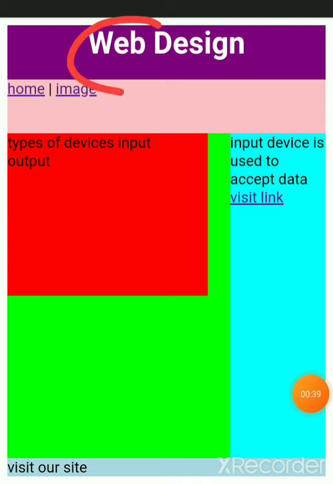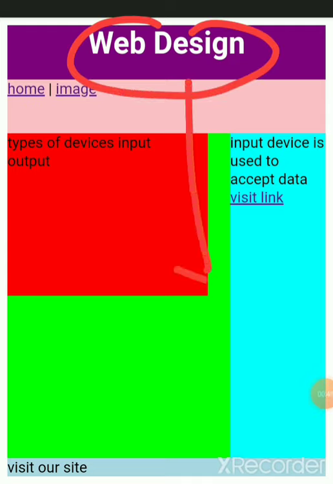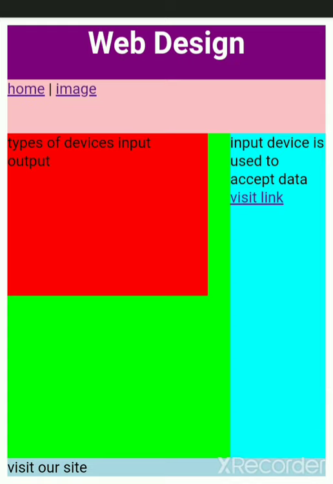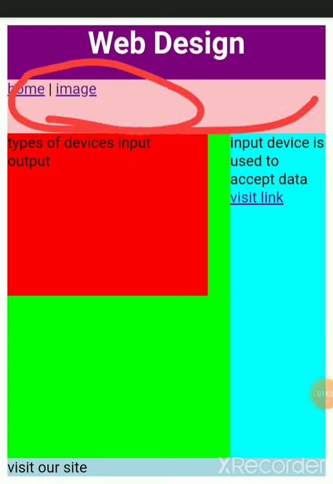The upper area is called the header. It is at the top, so the search engine can easily understand this is the header. So we have to use the header tag. And then this second bar is called the navigation bar. Here mostly links are given, the main hyperlinks of the web page. So this is called navigation.